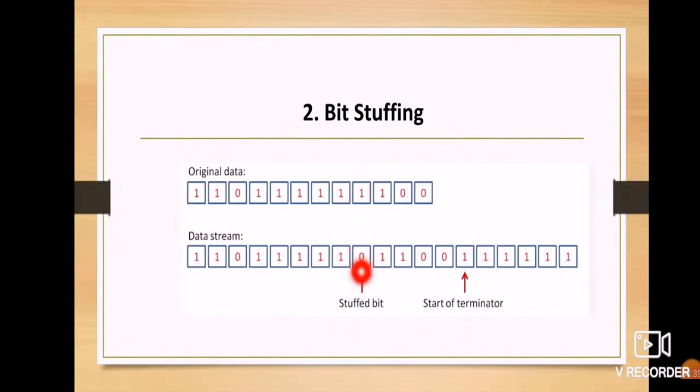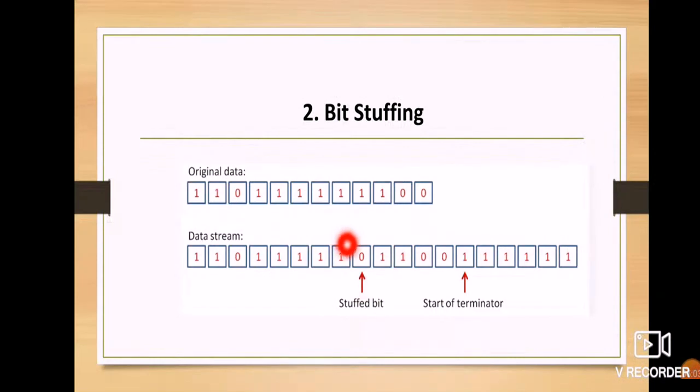After the fifth bit, a complementary bit will be given by the CAN transmitter, that is the protocol. So the 0 will be injected here, then this one will continue, then 00. Here again is the start of the terminator, that is the terminating message. Then 1111, 6 ones. So in this way the bit stuffing will work.